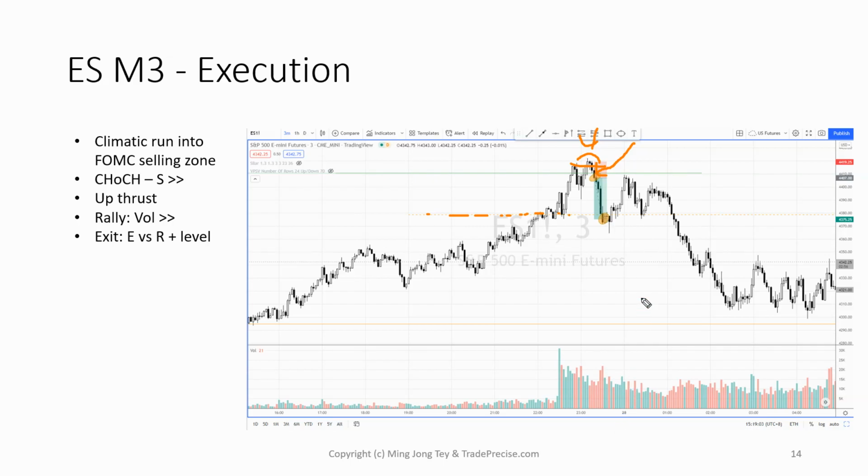So I just exited based on the effort versus results. There's an increasing of the efforts. Take a look at this volume, which corresponds to this bar, an increasing of the efforts compared to the previous bar. So definitely it's the effort versus results.